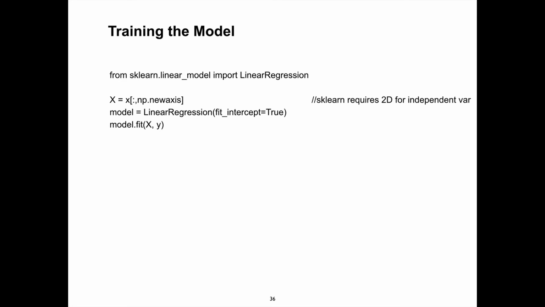So now we want to create that regression line. But linear regression is a machine learning algorithm, so we need to use machine learning. And in the Python world, the standard is scikit-learn. And so we're going to import from scikit-learn the linear regression function.